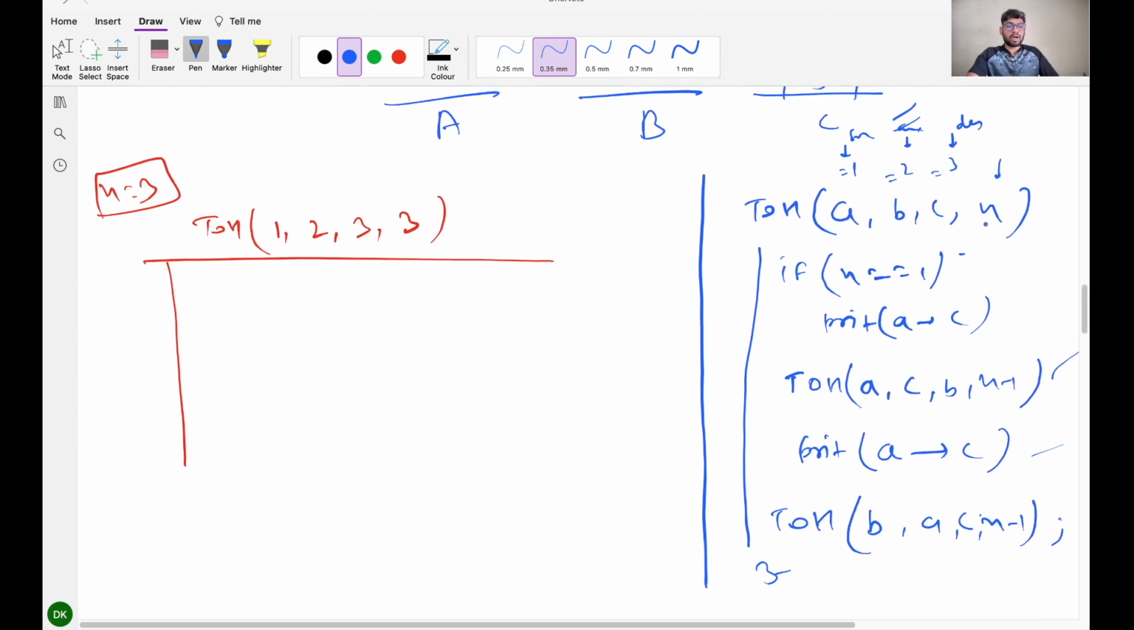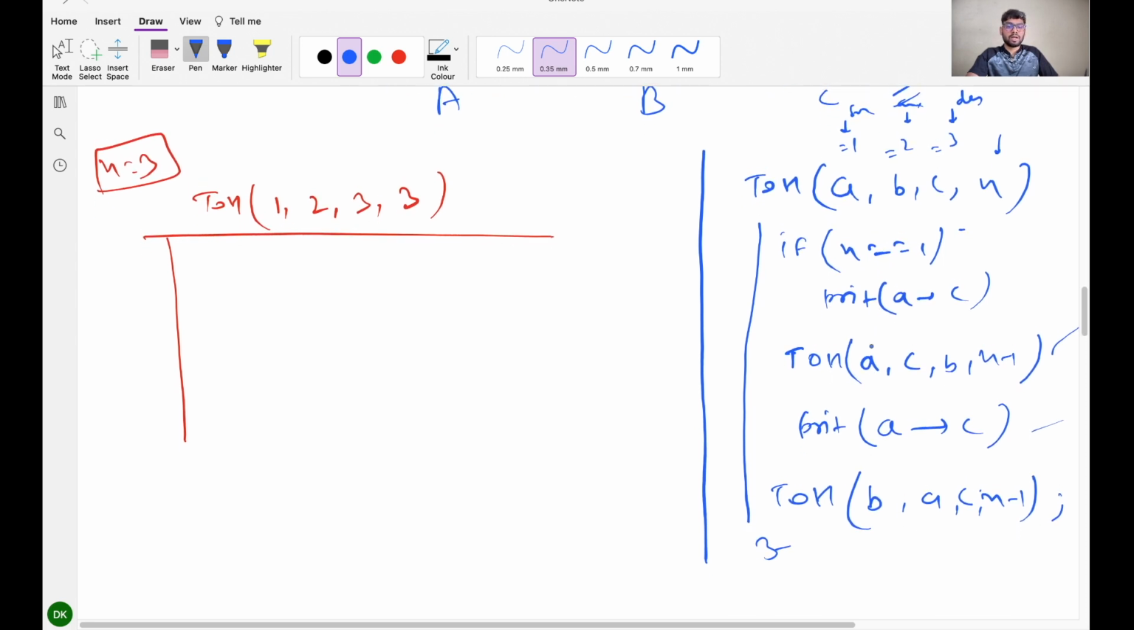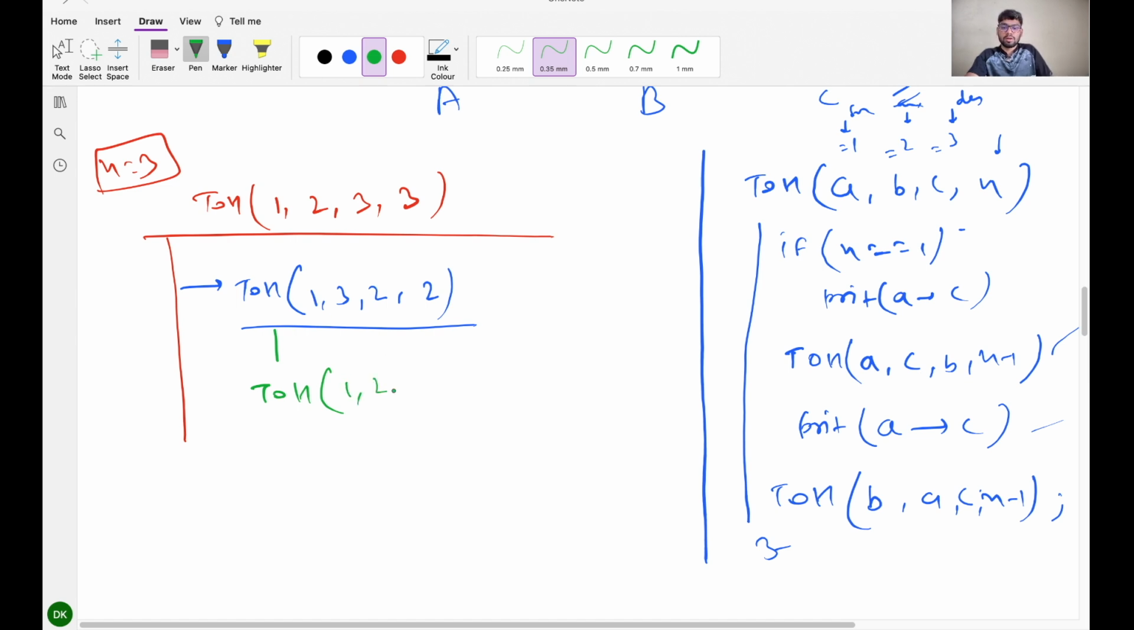Let's take a dry run for n equal to 3. N is not equal to 1, so it will not go into the if condition, then it will call a recursive function. That is TOH from A to B using C as auxiliary, for n minus 1, that would be 2. So again it will take a recursive call over here, TOH from A to B using C as auxiliary, for n minus 1.